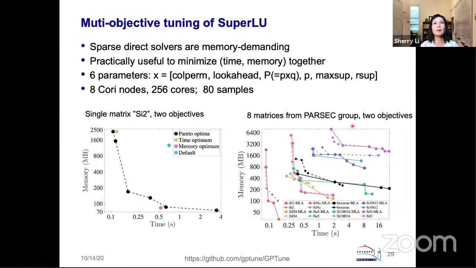And so this is the multitask, multi-objective illustration. In the sparse case, we consider the Parsec family, the same family of matrices. They should have similar characteristics. So that's how you can do multitask learning with two objectives. Each of these curves is the Pareto front of the two objective function values.